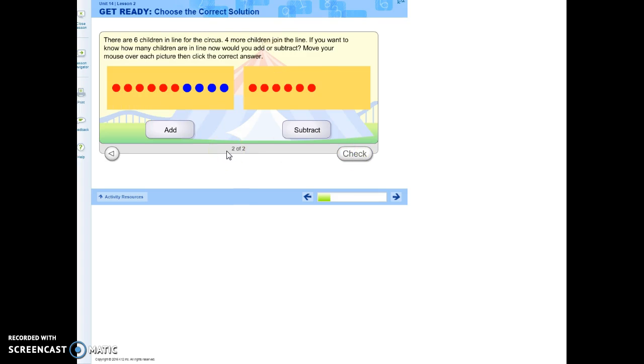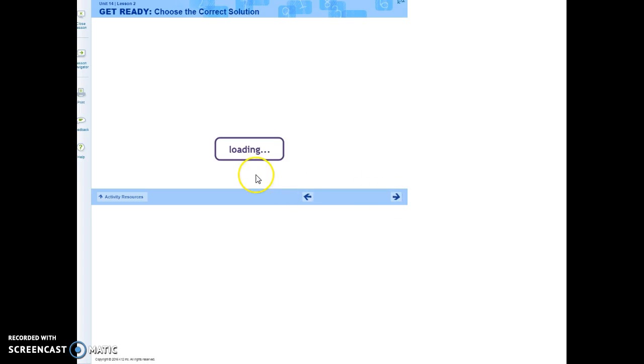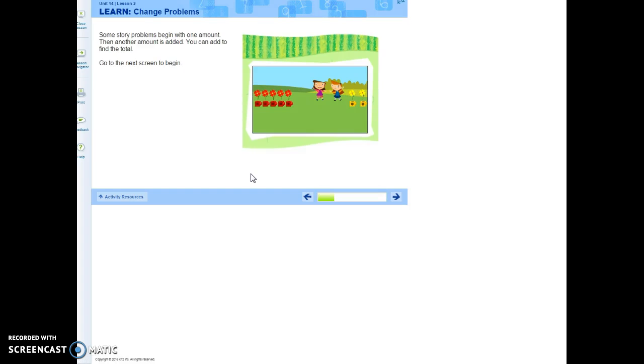There are 6 children in line for the circus. 4 more children join the line. If you want to find out how many children are in line now, would you add or subtract? Yes, you would add. Great work. Some story problems begin with 1 amount, then another amount is added. You can add to find the total.